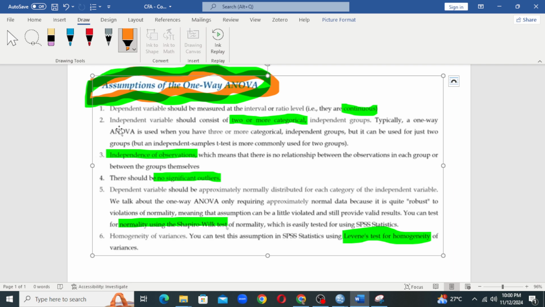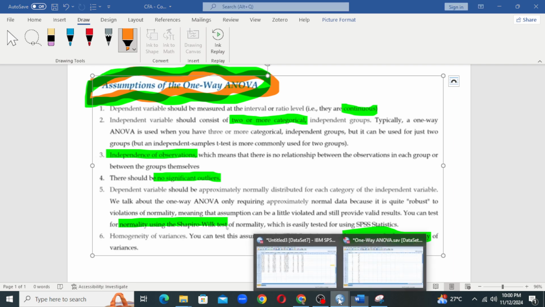Third, independence of observations. Fourth, there should be no significant outliers. Fifth, the dependent variable should be approximately normally distributed for each category of the independent or grouping variable. For that, we will be checking normality. Finally, sixth, homogeneity of variances. We will be evaluating Levene's test statistics. With that, we will proceed with today's one-way ANOVA analysis.